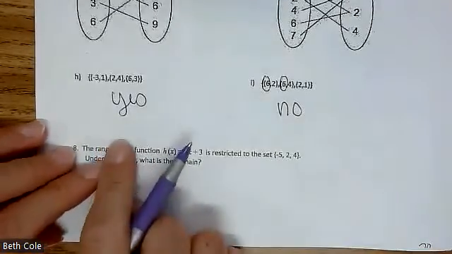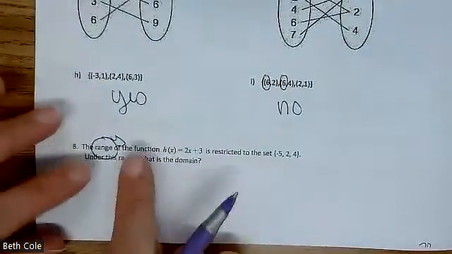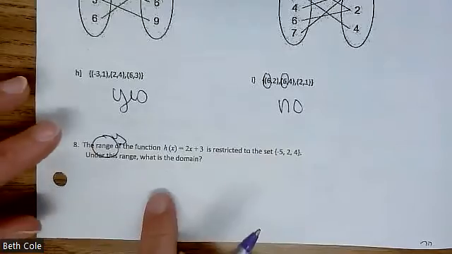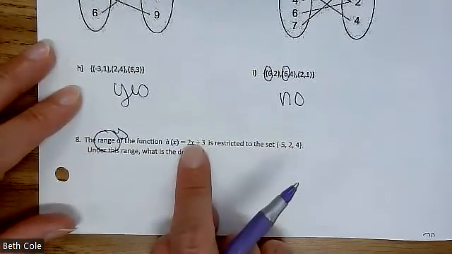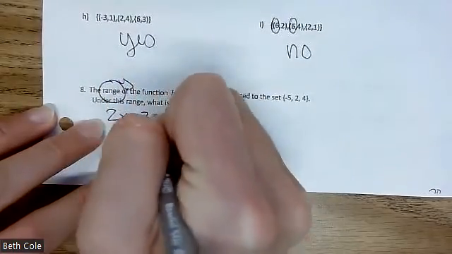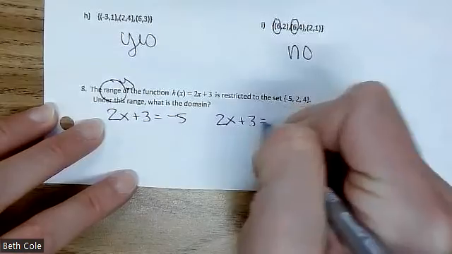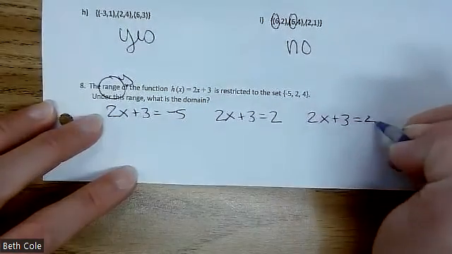The range. Is range X or Y? Range is Y. The range is given by these numbers. What is the domain? So you're going to set this equal to each of those and work it out. This is where we're going to have to actually write something down. You're going to have 2x plus 3 equals -5. 2x plus 3 equals 2. And then 2x plus 3 equals 4.